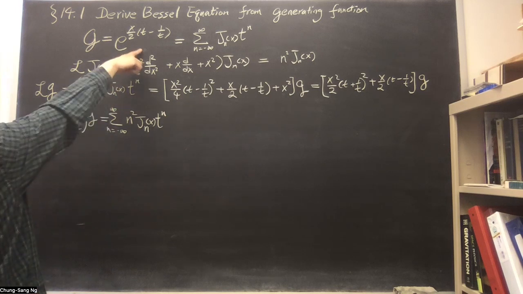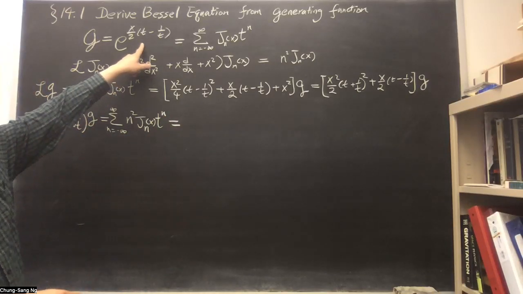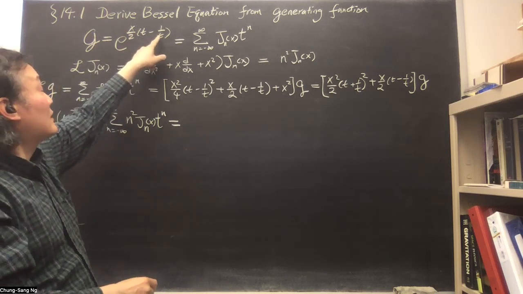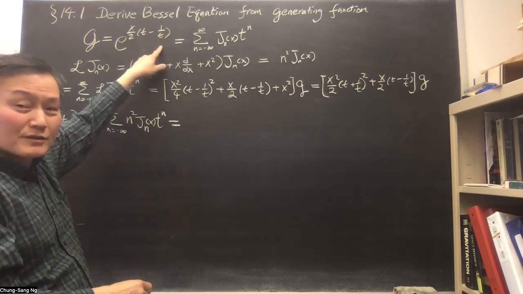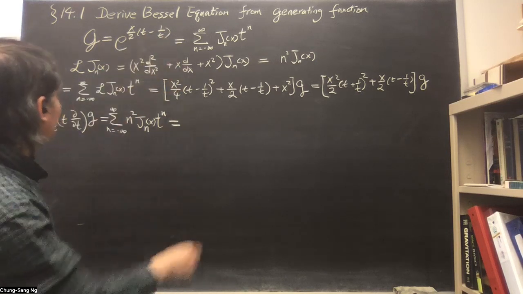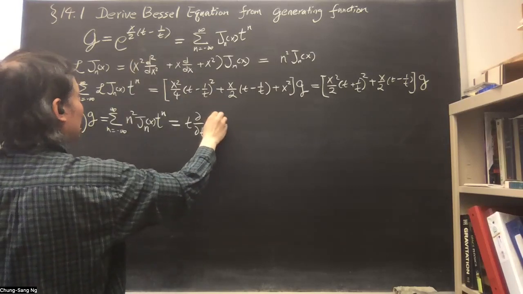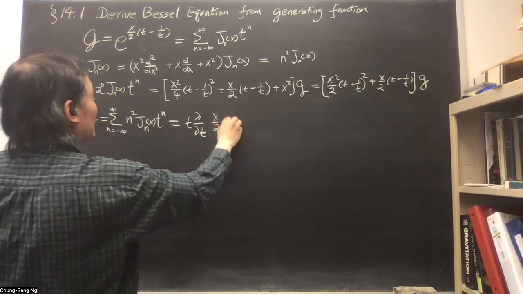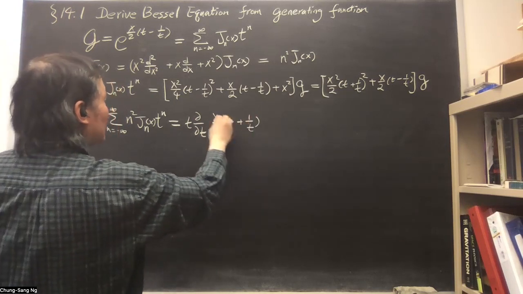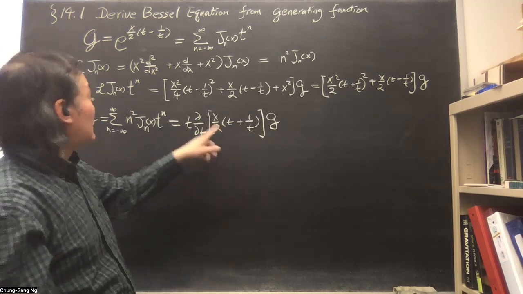Right, and now you can operate on g directly from this function and do the same derivative. So when you do the partial derivative in t for this generating function, you pull out x over 2, and the derivative of this one is 1 minus (minus 1 over t squared), which becomes 1 plus 1 over t squared. And then you multiply by t, that gives you t plus 1/t. We can do it in two steps. The first one will give you x over 2 times (t plus 1/t), and multiply by g. That's after the first derivative.